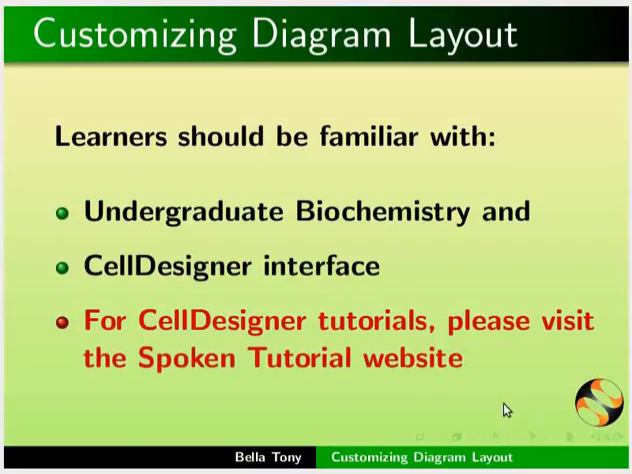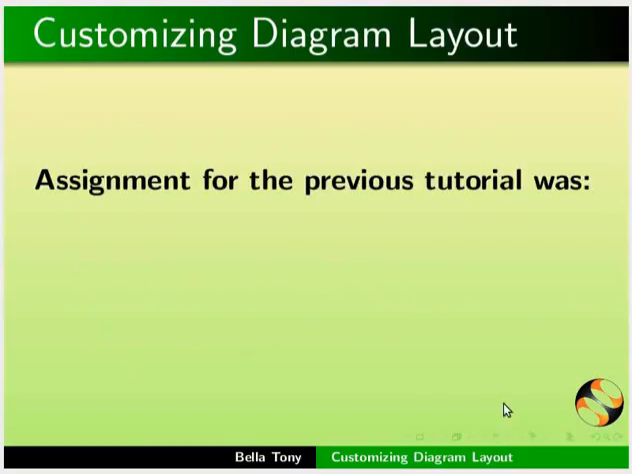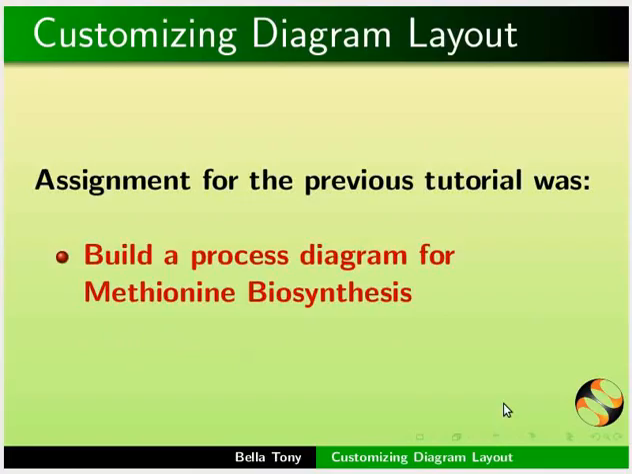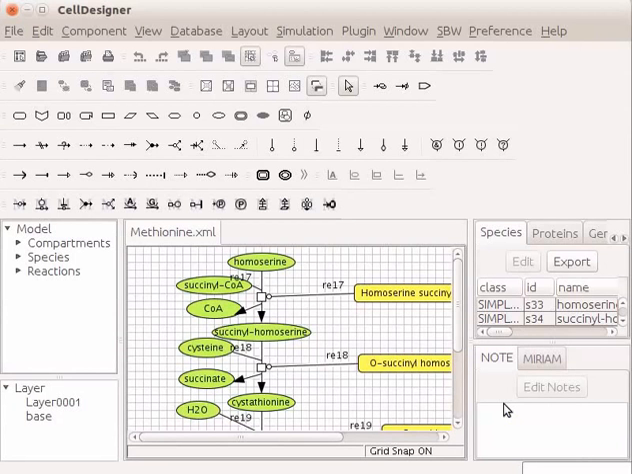Let us begin. The assignment for one of the previous tutorials was to build a process diagram for methionine biosynthesis. I am going to use that same diagram as the example for this tutorial, and I will demonstrate how to customize it. Let me switch to Cell Designer interface.